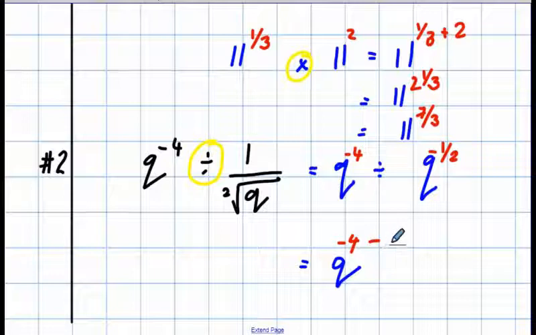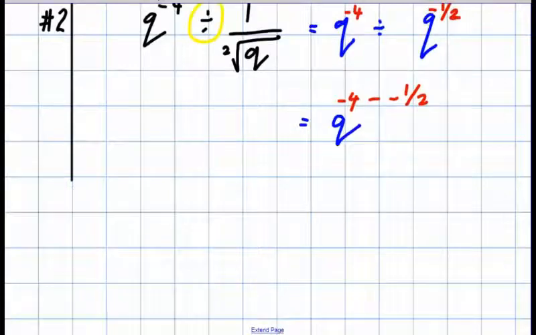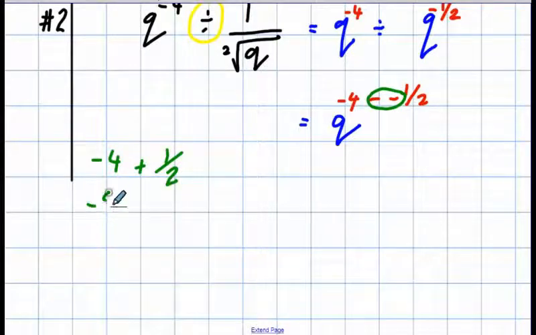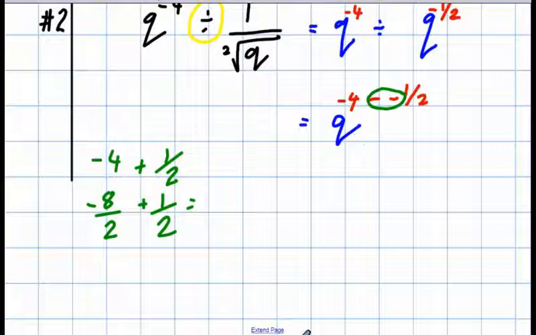So it's -4 minus -1/2. Right, that may require you to do a little bit of work to the side. So that's -4 plus 1/2. I'm going to change it so that everything's over 2. So it's -8/2 plus 1/2. So it's -7/2. So the final answer is Q to the power of -7/2. Though you might get away with -3.5.